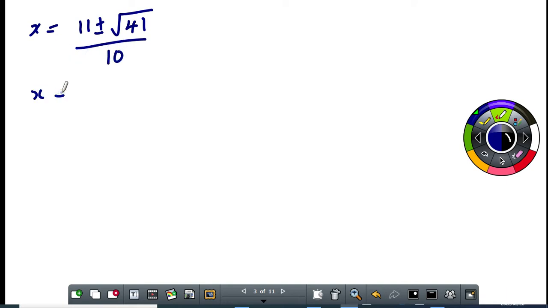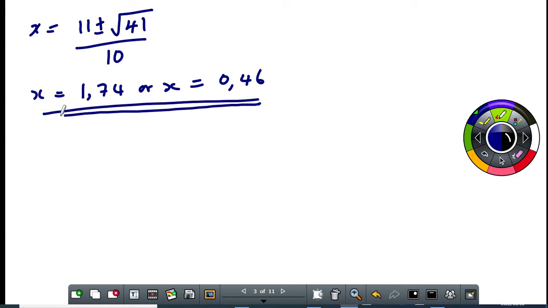Can someone tell me the 2 answers in 2 decimal places? You answered the questions already, so I expect an answer. What answer did you get? 1.74 or 0.46. Is it positive? They are both positive. Alright, so these are your 2 answers.